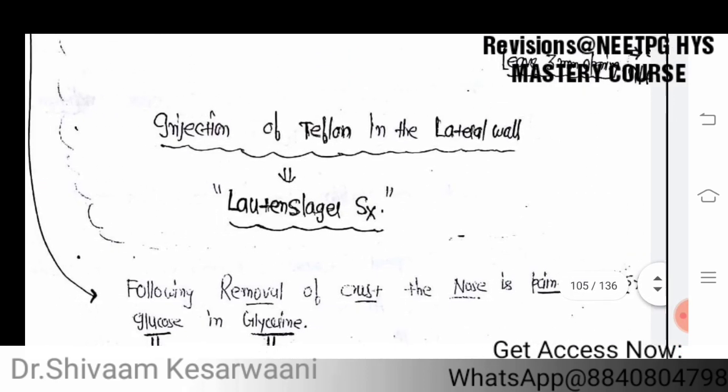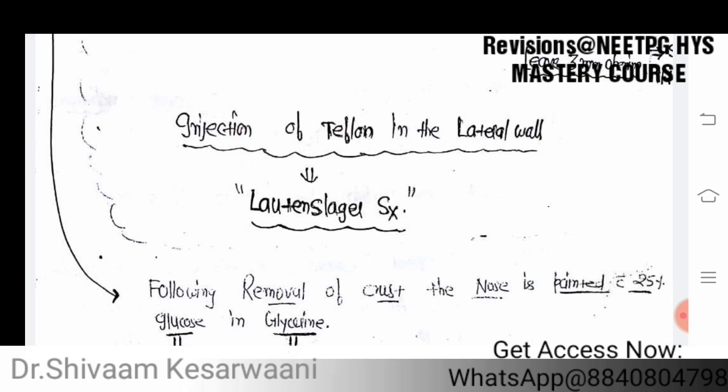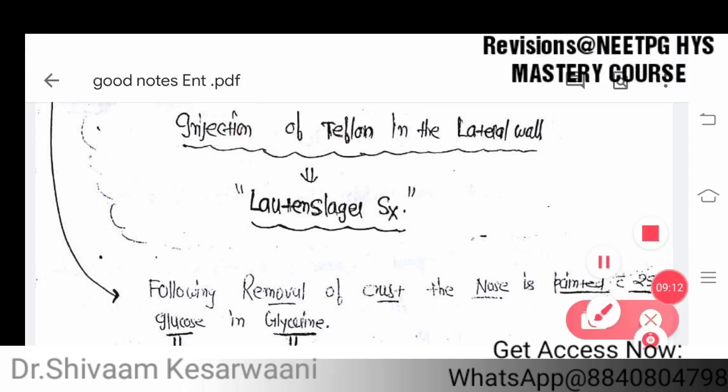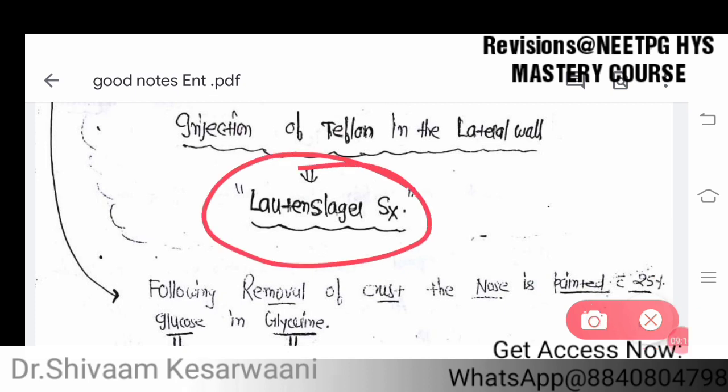We will see they have been asked in exams. And sometimes, to prevent or to cure the roomy nasal cavity, you inject Teflon on the lateral wall, and the surgery is known as Lautenschlager's operation. So it aims at narrowing the nasal cavity to decrease the drying effect and crusting.